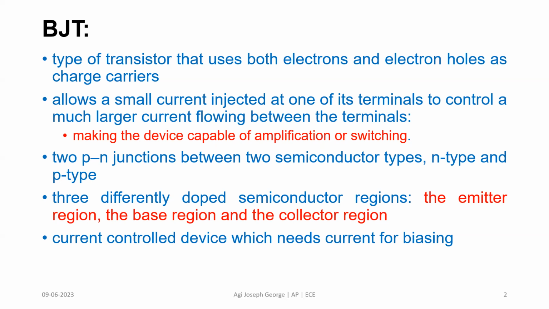So you have two types of PN junctions, between two semiconductors: one is N type and the other is P type. You can see an N region sandwiched between two P regions, which constitutes a PNP type of bipolar junction transistor. A P region sandwiched between two N regions constitutes an NPN transistor. These regions are named emitter, base, and collector.